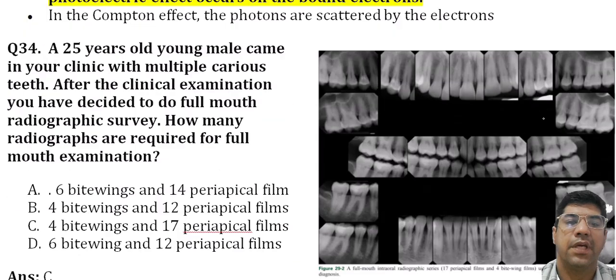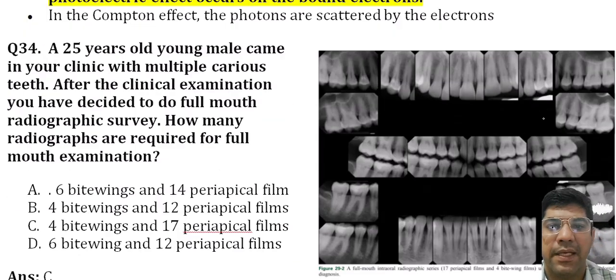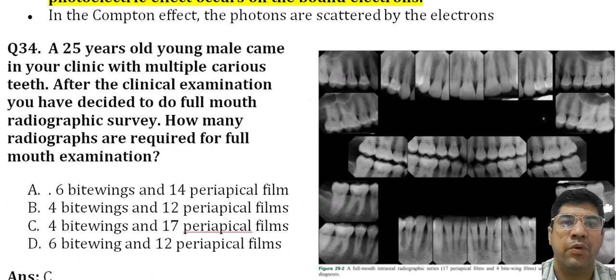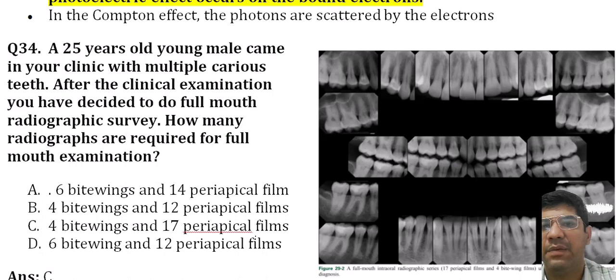Moving to the next question: a 25 year old male in your clinic with multiple caries of teeth. After clinical examination, you have decided to do a full mouth radiograph survey. How many radiographs are required for a full mouth examination? The answer would be C, 4 bitewings and 17 periapical films.